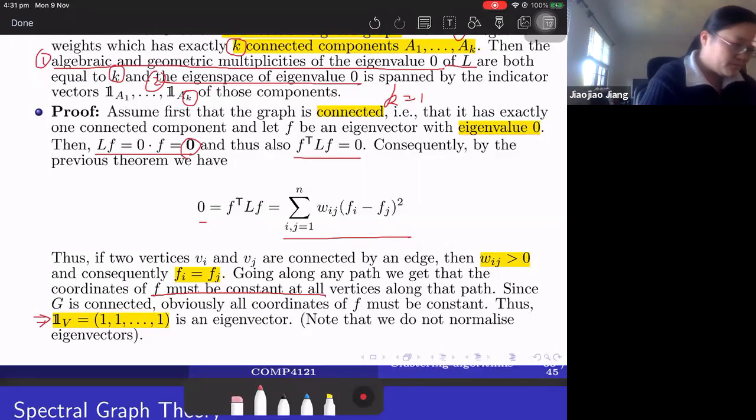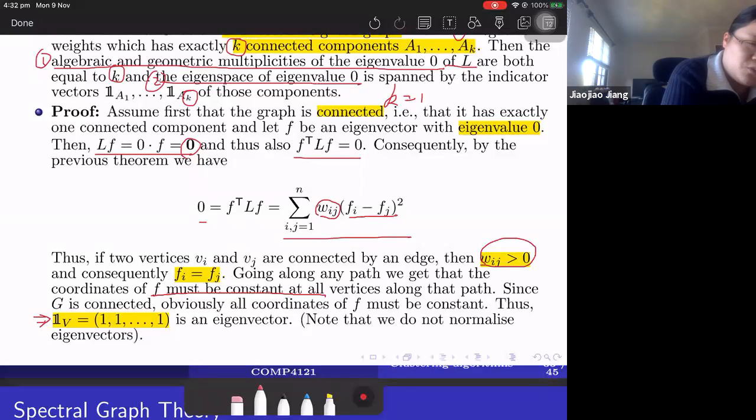And how do we prove it? Now, if two vertices Vi and Vj are connected by an edge, then the corresponding weight w_ij for edge ij is positive. If w_ij is positive, this part has to be 0, which means fi is equal to fj. But this is just for one edge, if we have an edge linking Vi and Vj.